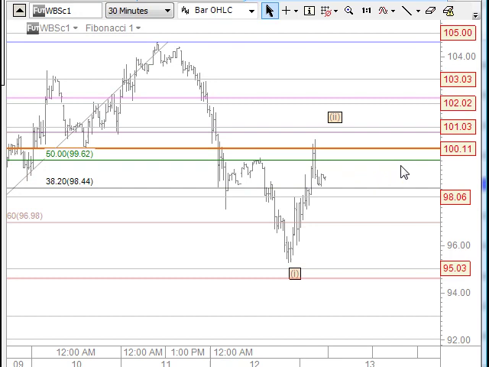If it looks to fail, then you want to use the 90, the 98, the 96.50 here as all the levels to build in short positions if that's going to be the case.